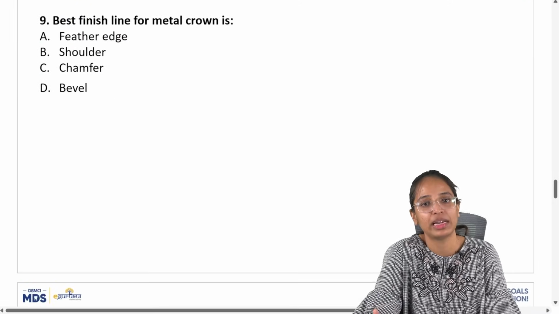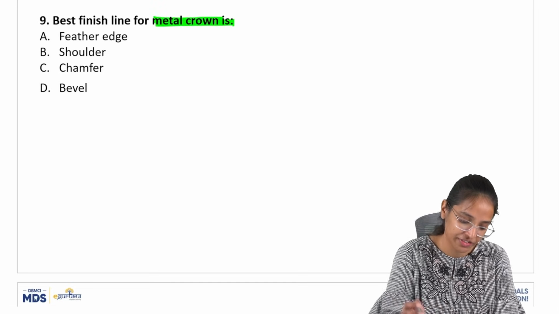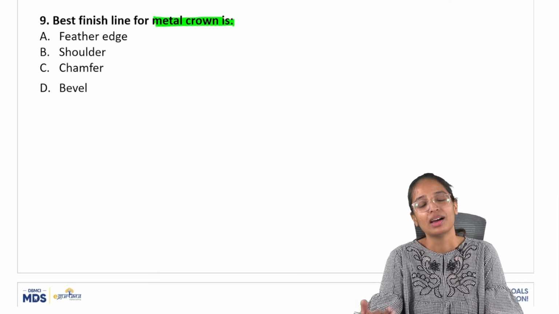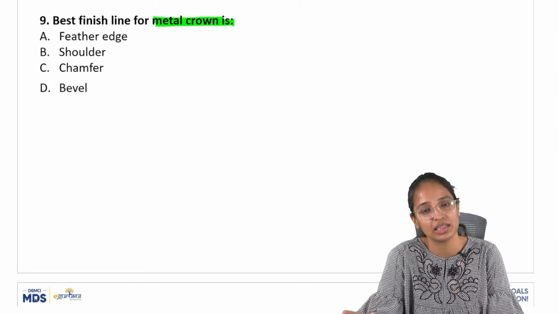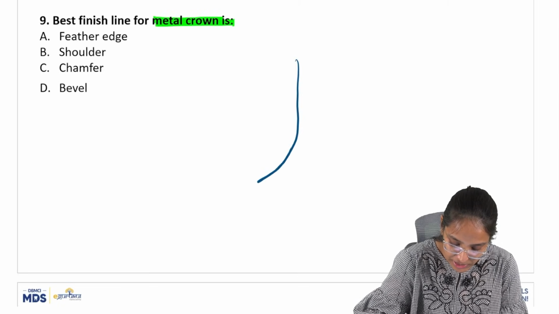Now question number 9, best finish line for a metal crown is what? Feather edge, shoulder, chamfer, bevel. I think all of the questions here try to convey the same thing. You can even use a feather edge for a metal crown, but what is the best one? It is chamfer. So when we have a chamfer, it will be like this.